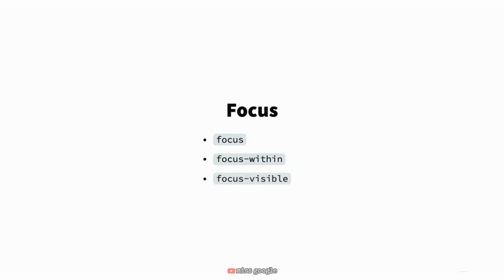So focus is the basic one. Focus within modifies an element when its descendant has focus. And focus visible modifies an element when you're using the keyboard to focus. So those are very slight variations of focus. Let's take a look at how it works.